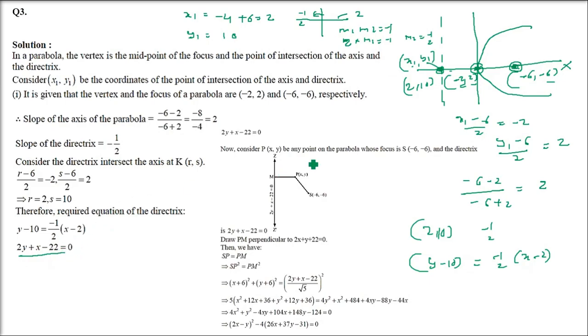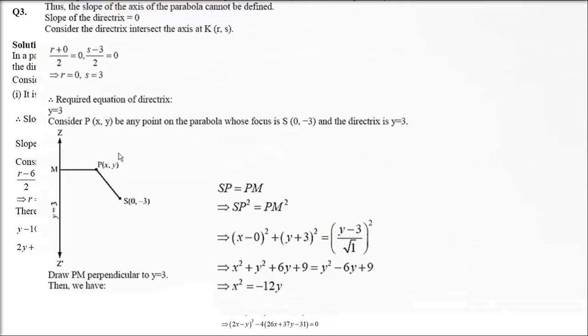Now the equation of the directrix is known, 2y plus x minus 22, and the focus is also known, minus 6, minus 6. In the first question we have already done this. So take the distance of x, y from the focus, x plus 6 whole square plus y plus 6 whole square, and the distance of x, y from 2y plus x minus 22. Just square them and write the equation.